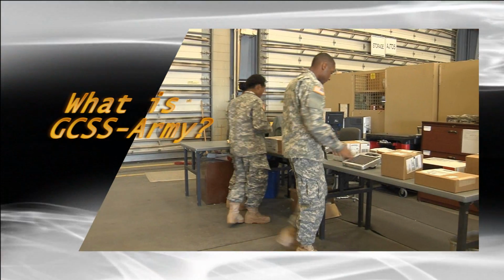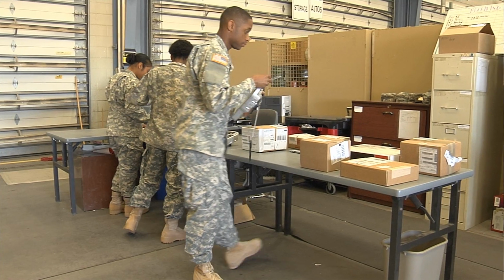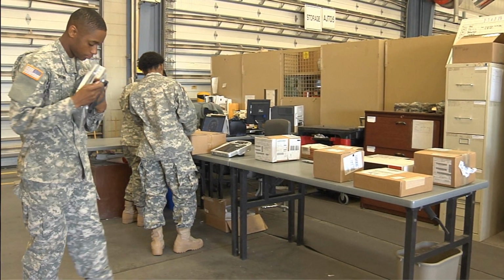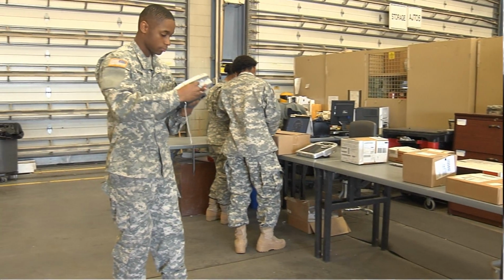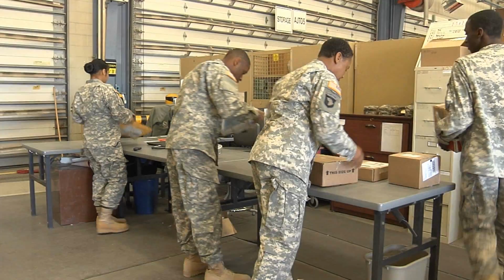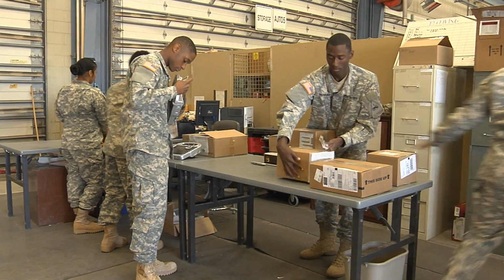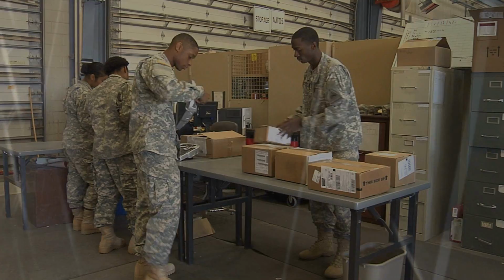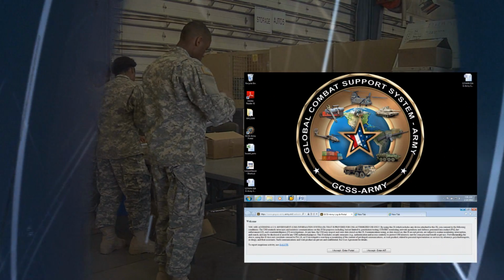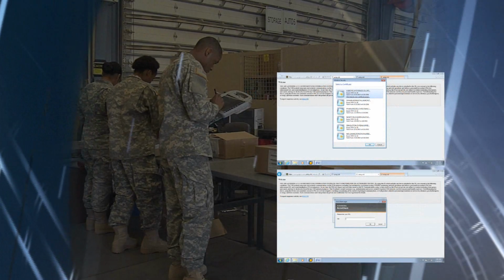What is GCSS-ARMY? GCSS-ARMY is a single system that contains the functionality associated with the business areas of supply, maintenance, property, and tactical finance. GCSS-ARMY is an integrated system where users with access and permissions can log in and perform their business area missions regardless of their position in the modular structure or location throughout the world.